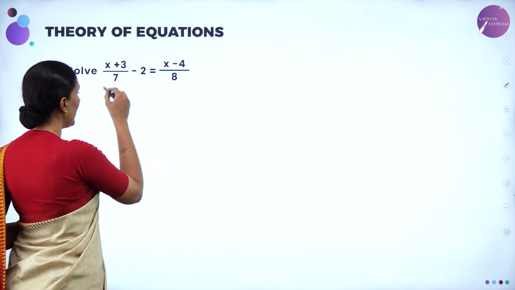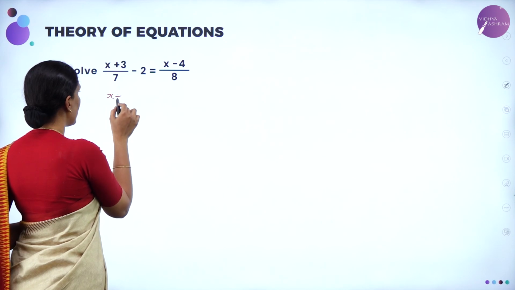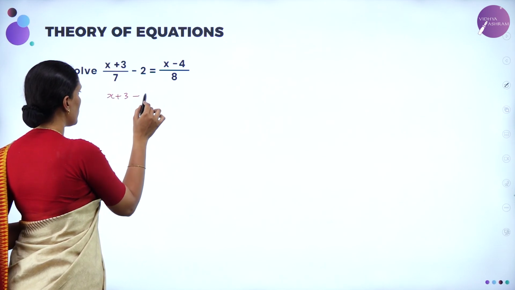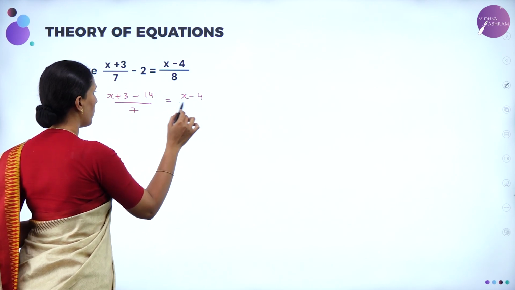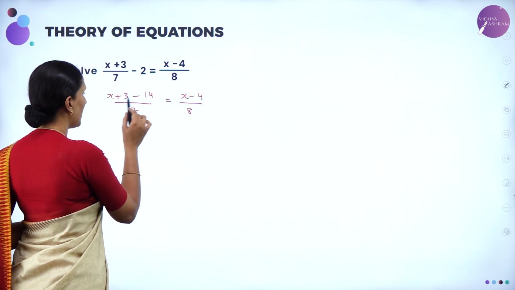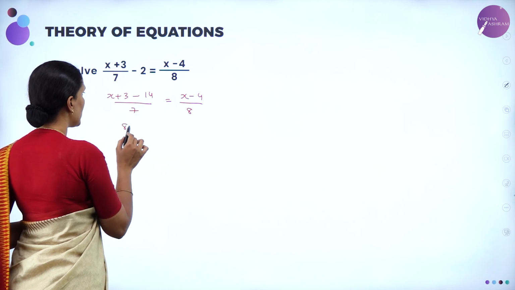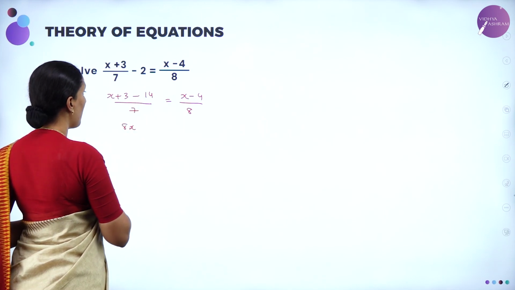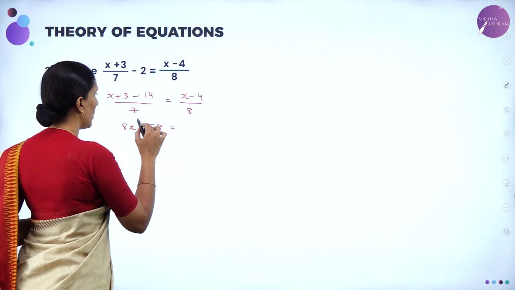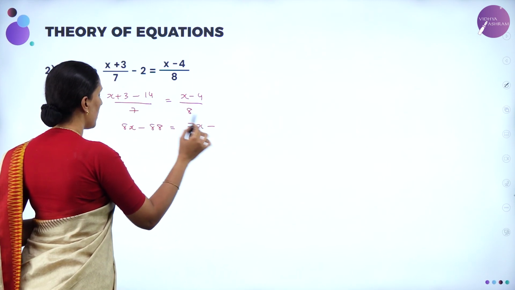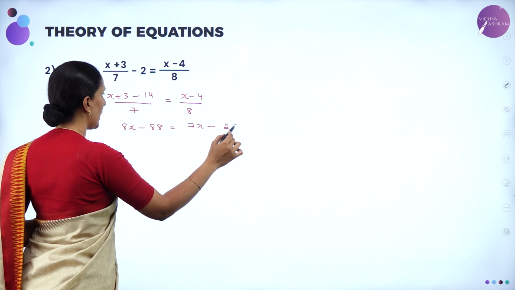Let us first solve the left hand side. x + 3 − 7 × 2, which is 14, divided by 7, equals (x − 4)/8. Cross multiply this, we will get 8x − 14 + 3, which is −11, and 11 into 8 is 88. Now here we get 7x − 7 × 4, which is 28.